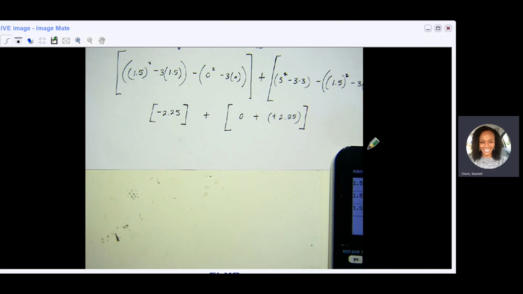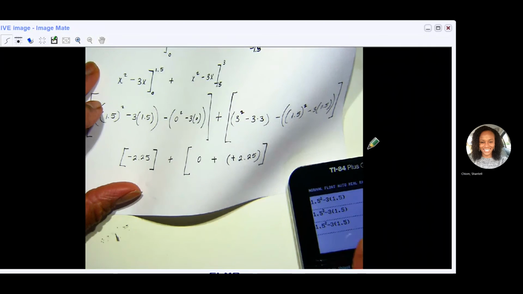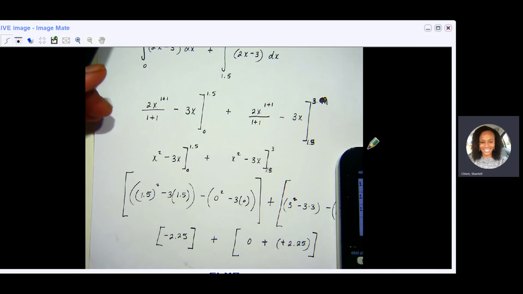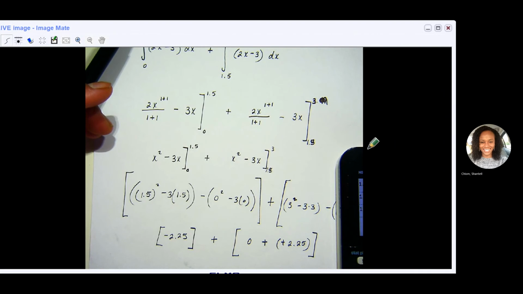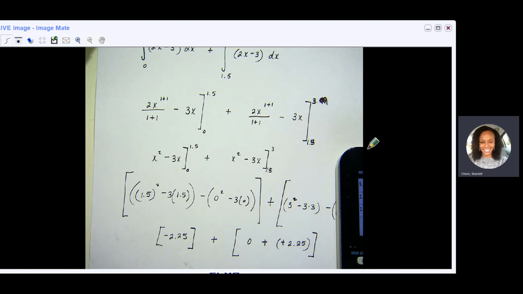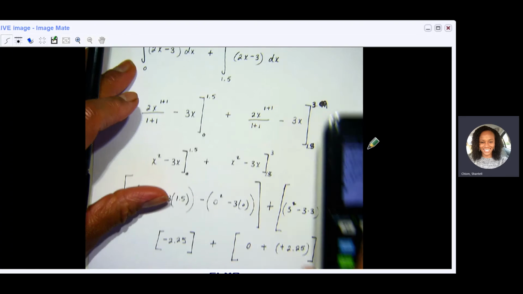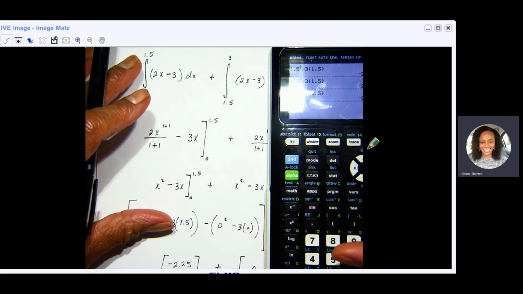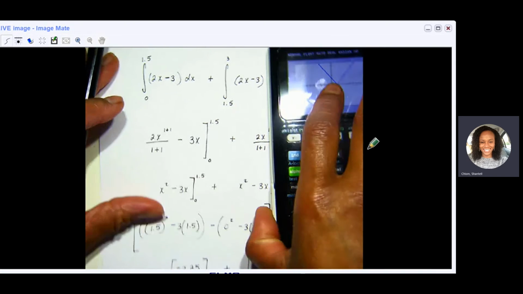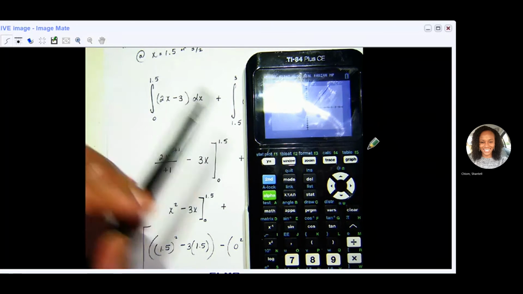3 minus... Oh, yes, I do. Oh, okay. Go back to the graph. So here's the thing.